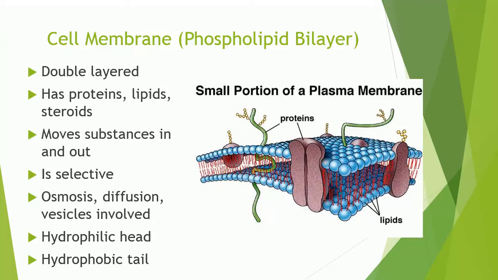And so you have a double layer, and of course you have proteins, which are the purplish-looking structures embedded within the bilayer. And the bilayer or plasma membrane is going to move substances in and out, and it's going to be selective. It's just not going to let anything come in and out. And osmosis and diffusion and vesicles are involved with the movement of substances in and out. And we already discussed the head and the tail and what their likes and dislikes were.